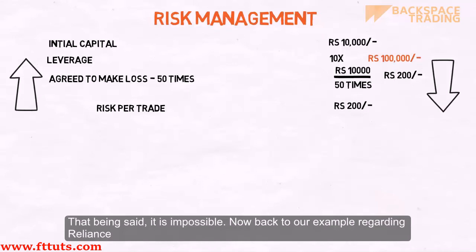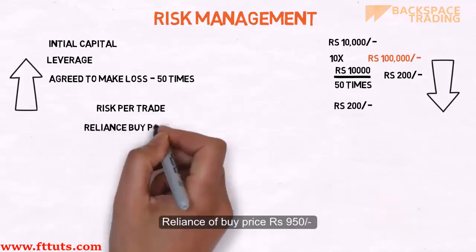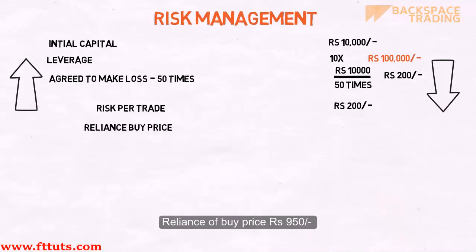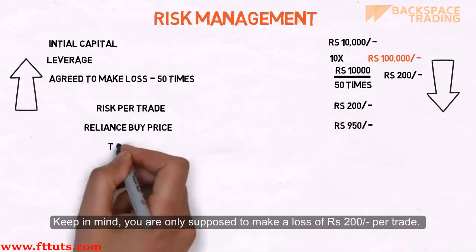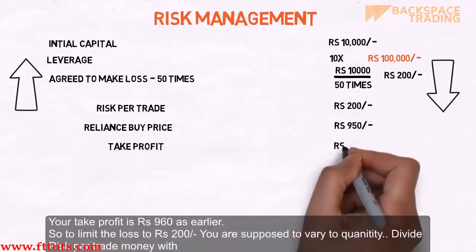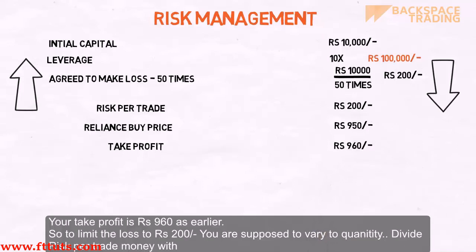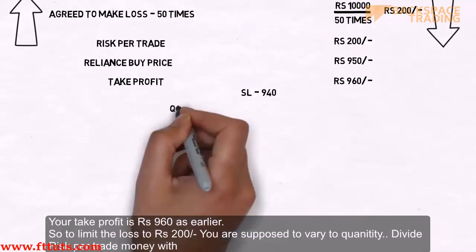Now back to our example regarding Reliance. Okay, Reliance buy price is 950. Now keep in mind, you are only supposed to make a loss of 200 per trade. Your profit target is 960 level. Okay, so to limit the loss to 200, you are supposed to vary the quantity.